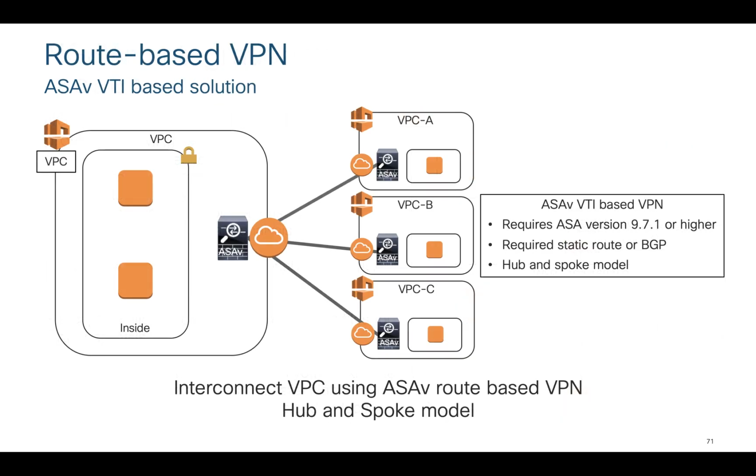This is an ASAv VTI based solution. You can have route based VPN, which is available from release 9.7.1 or higher. You can have a hub and spoke model where you can have multiple ASAs at different locations, and ASA at the hub, and you can enable east west and north south traffic inspection. You can also remove ASAs from the hub, and you can form route based VPN tunnel directly with Azure VPN gateway as well. And at the hub location, you can put ASA, and you can enable communication between multiple VPCs.